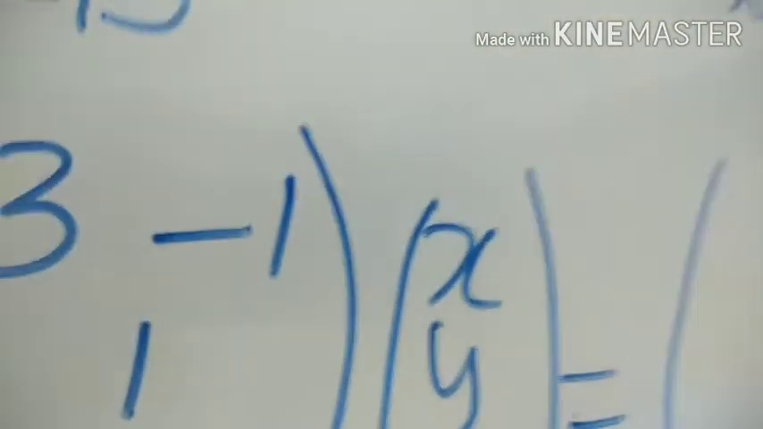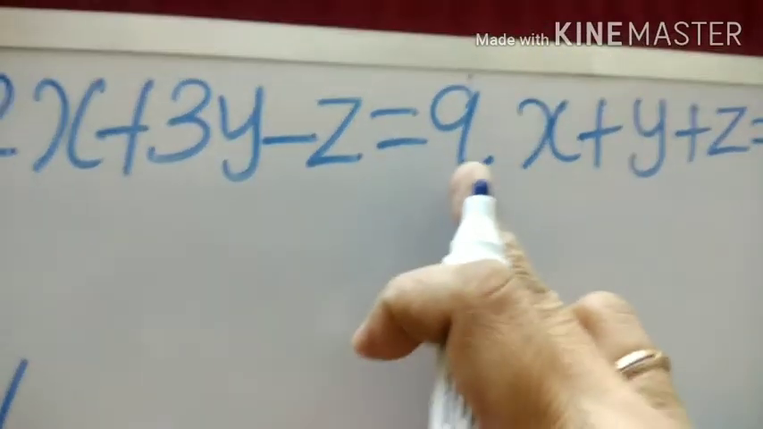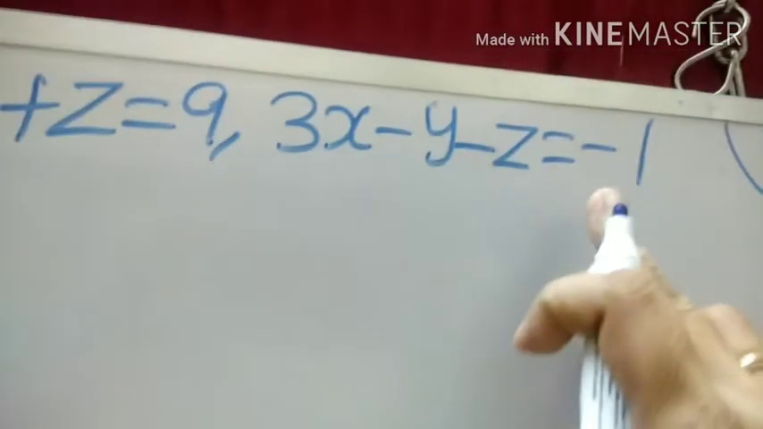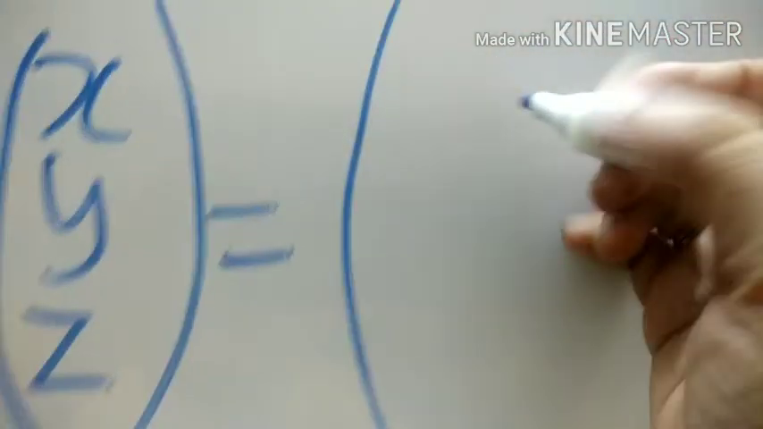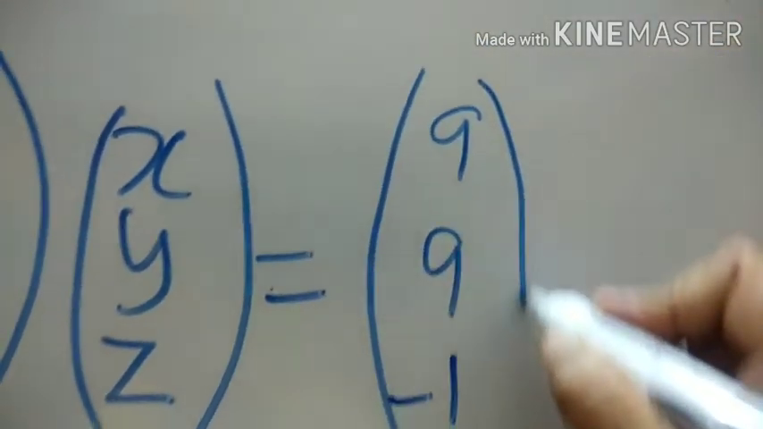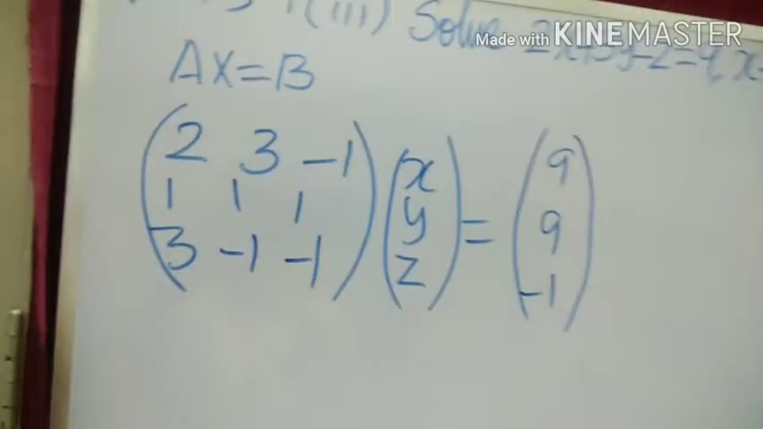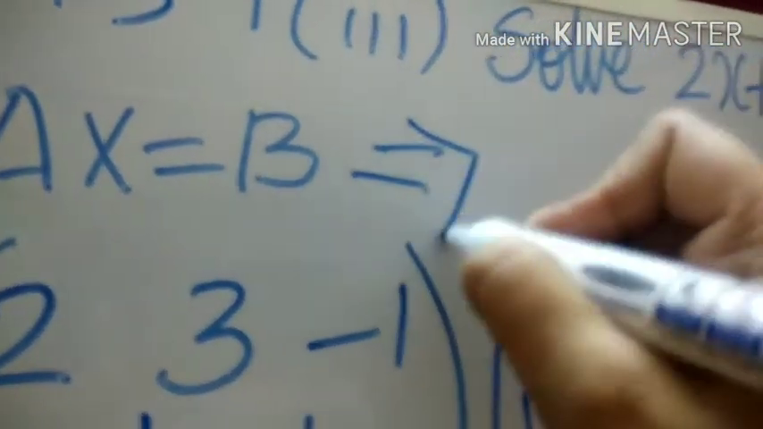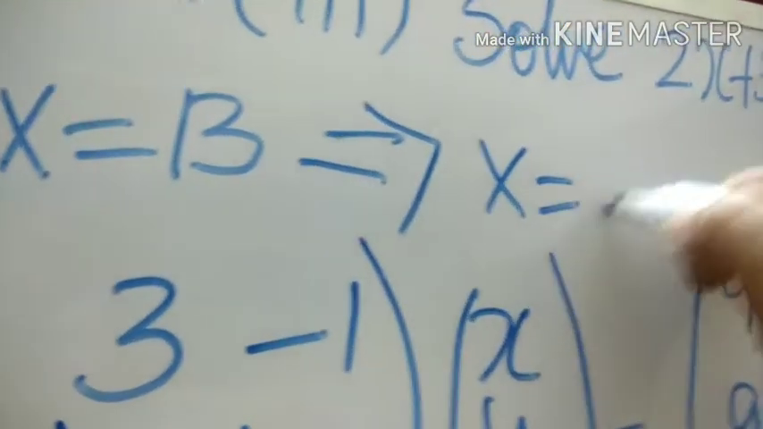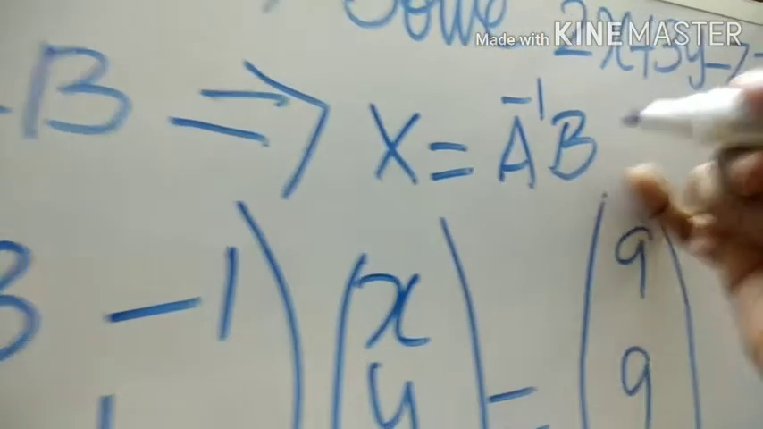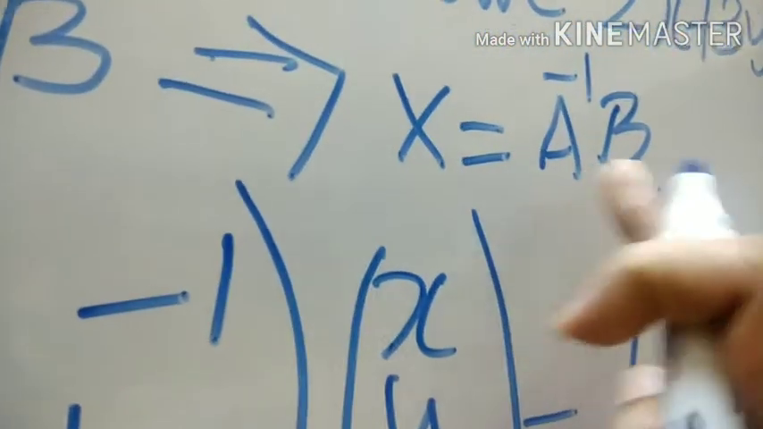Equals to all that is in the RHS. Here the number, first equation 9. Second equation also 9. Third equation minus 1. So we write 9, 9, minus 1. And so we have written AX equal to B form. Now as in the previous problem, if AX is equal to B, X is equal to A inverse B. So my procedure is to find out A inverse and multiply with B.